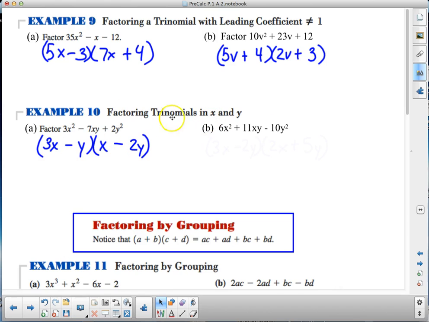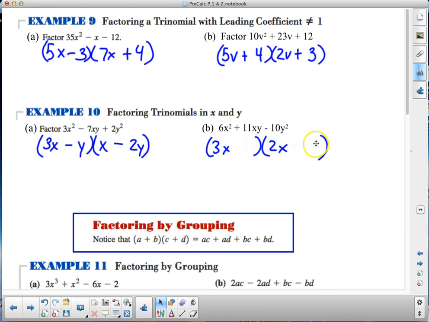Same idea here in example 10. 6x squared plus 11xy minus 10y squared. I've got a 3x and a 2x and a 5y and a 2y maybe. Let's check those out and see what's going on. And remember, it could have been 6x and x. I'm just going for the middle just as a guess right now, just to get these things going.